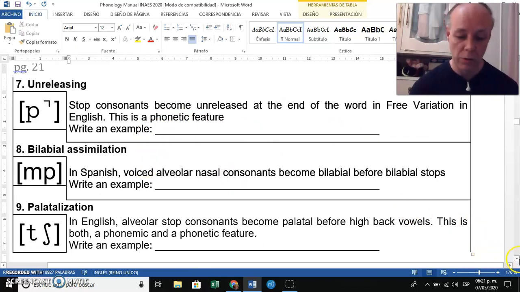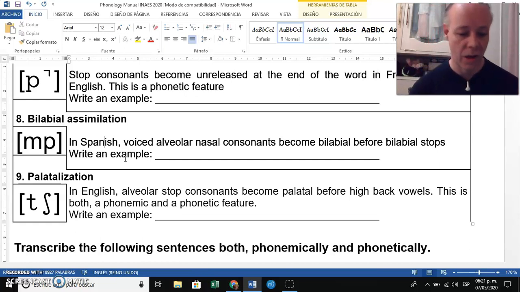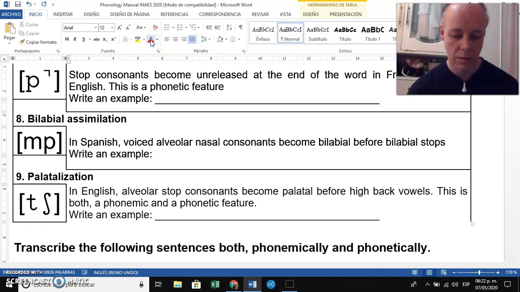Then we have a new one, which is called bilabial assimilation. Okay? Bilabial assimilation. It says, in Spanish, voiced alveolar nasal consonants become bilabial before bilabial stops. Write an example. And notice that in school we studied this. The teacher would always say, escriban siempre M antes de P o B. That's a grammatical rule in Spanish, and it happens the same. For example, let me show you. Un beso. Okay. How is it that we pronounce un beso? We say un beso. Like this.